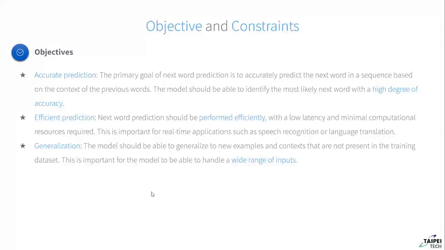Next word prediction should be performed efficiently, with low latency and minimal computational resources required. This is important for real time applications such as speech recognition or language translation. Generalization: the model should be able to recognize new examples and contexts that are not present in the training dataset. This is important for the model to be able to handle a wide range of inputs.